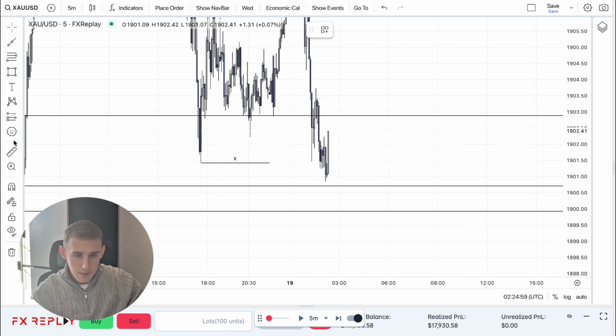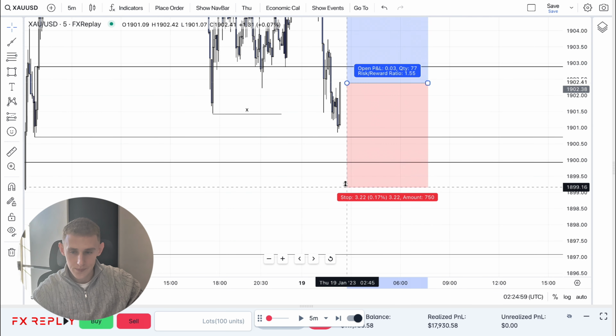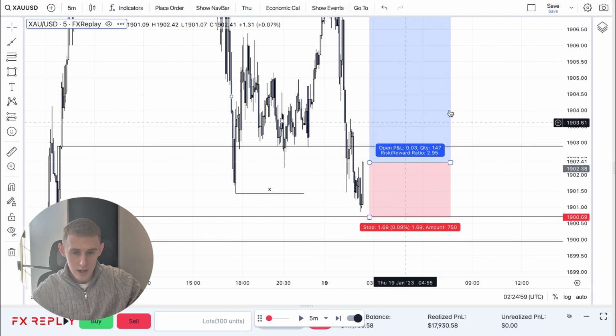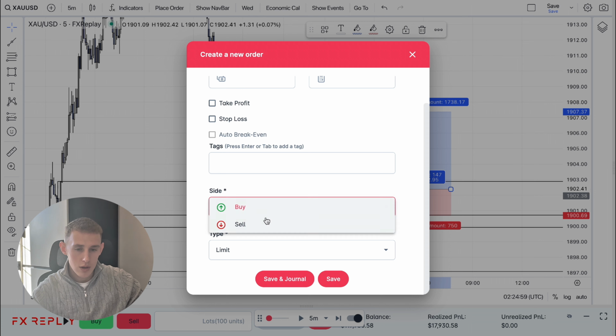Regrab of these lows, 5-minute change of character. There's no need to wait for a pullback on this one because the risk to reward is already going to be decent. And we're going to target again a 1 to 3, and we're going to do market execution on this one.